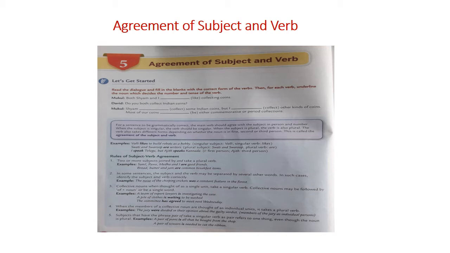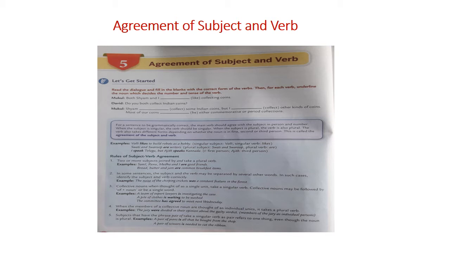Second sentence, Swati and Swarup are writers. So here two subjects are there, Swati and Swarup. Therefore the verb is are, plural. Third sentence, I speak Telugu but Ajit speaks Kannada. So I is singular but it is first person, so the verb is plural. But Ajit is third person singular, so the verb is singular, speaks.